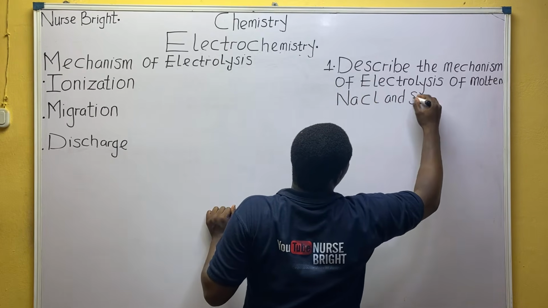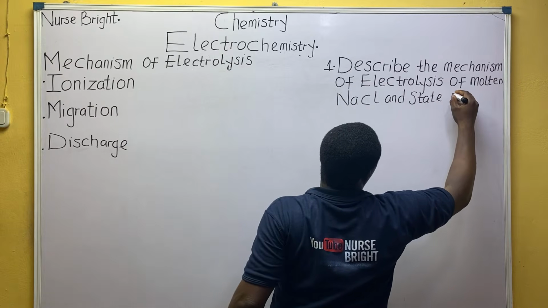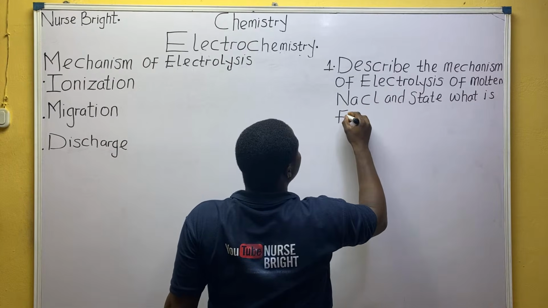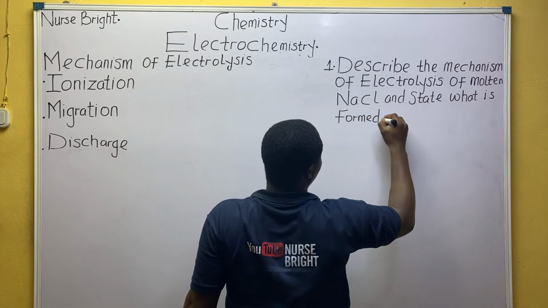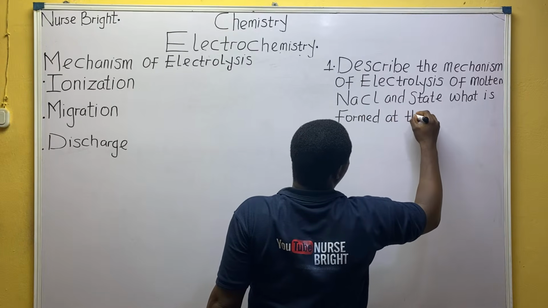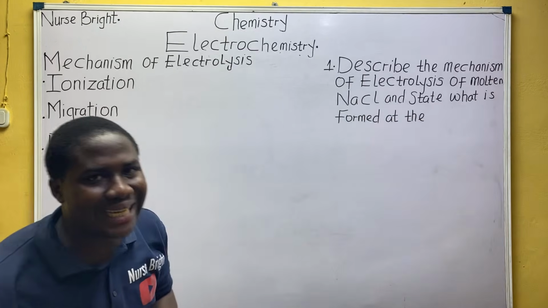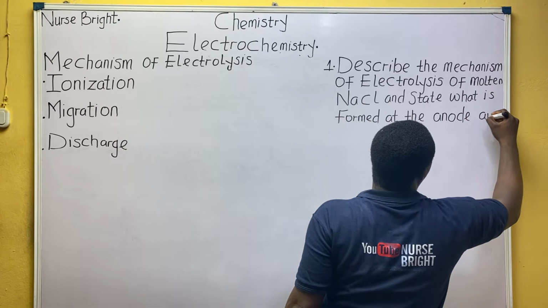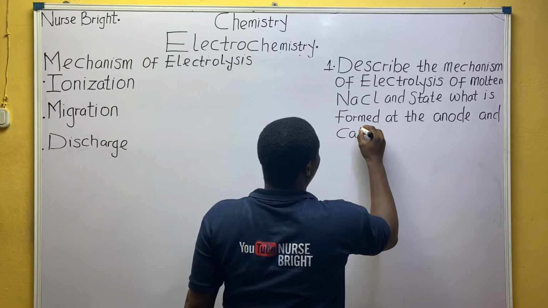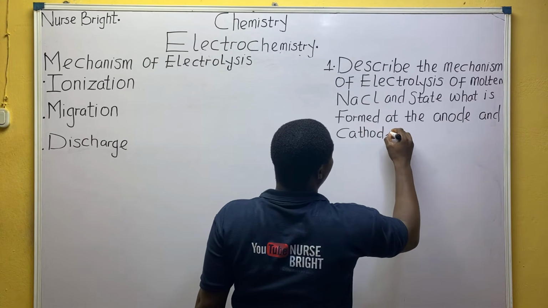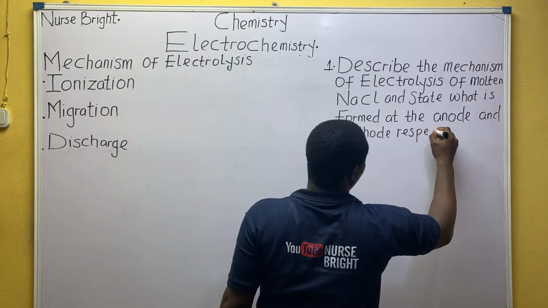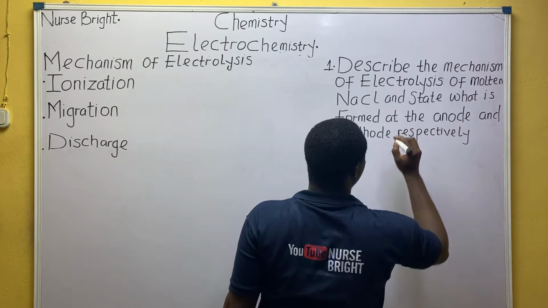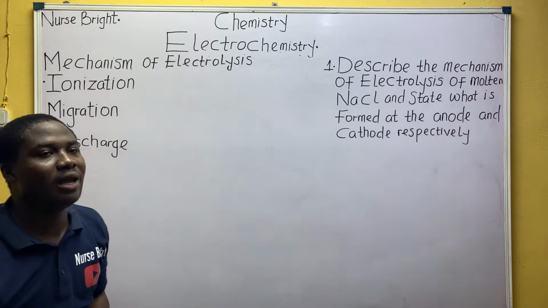And state what is formed at the anode and cathode respectively. They are all easy. Respectively, class. How do we solve this simple question?